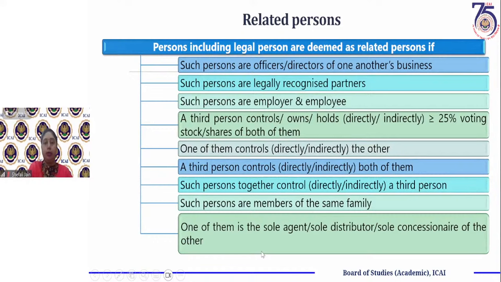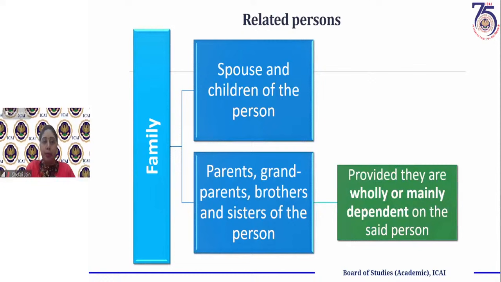Let us move further, otherwise we'll be stuck here. Now, the definition of family is also defined under the GST law, and what you understand by family may not be exactly what GST law means. As per the definition, family includes a person's spouse and children, plus the parents, grandparents, brothers and sisters of the person, provided they are wholly or mainly dependent on that person. You can see the difference between the first and second clause. A person's spouse or children are considered related even if they are not wholly or mainly dependent on that person.